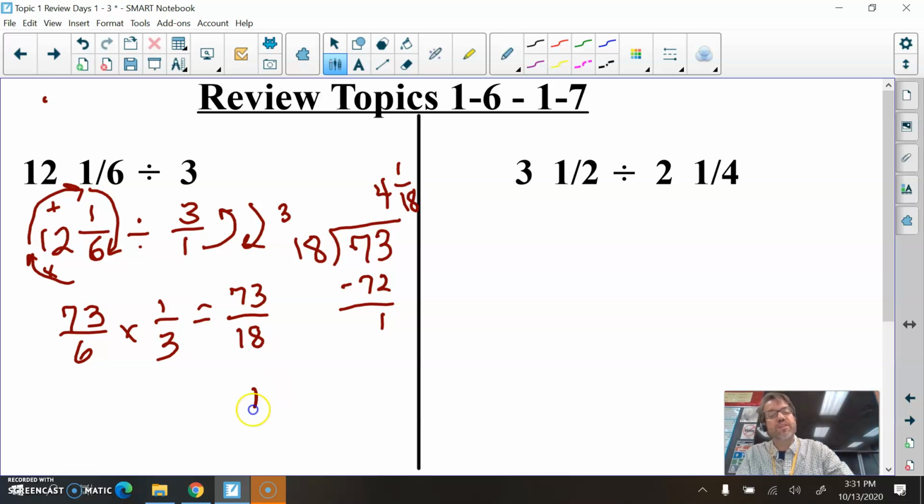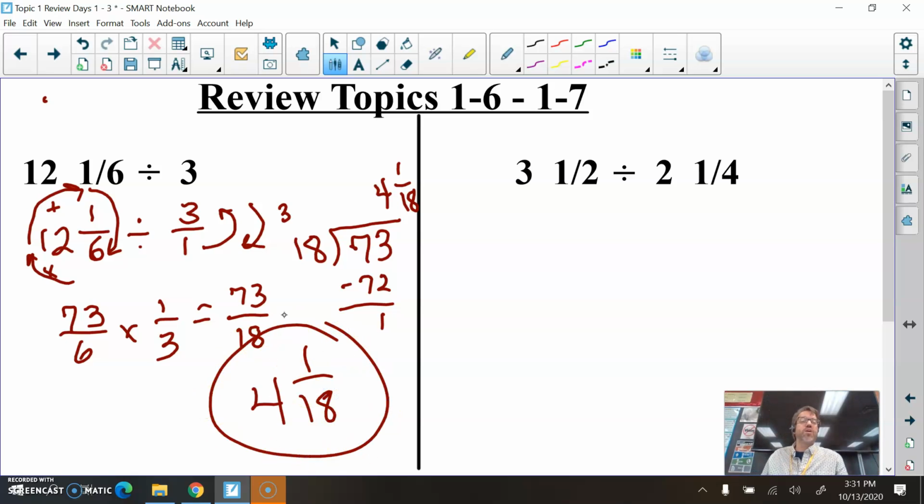4 and 1/18. I'm going to rewrite it here and circle it because that's the answer to this problem. 12 and 1/6 divided by 3 is 4 and 1/18. All right, so let's look at another example.